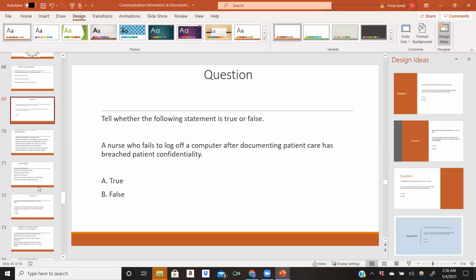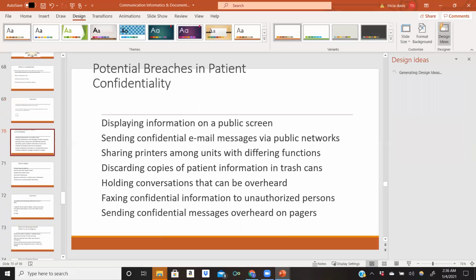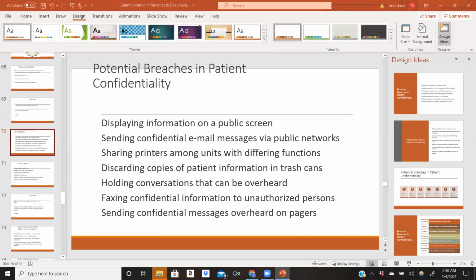We'll do that in our live lecture. Potential breaches in patient confidentiality.